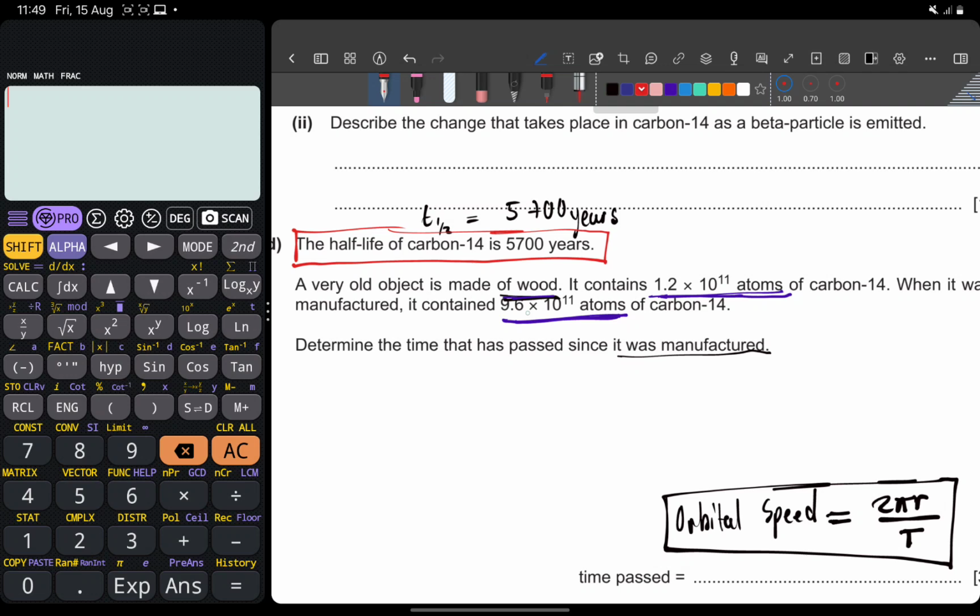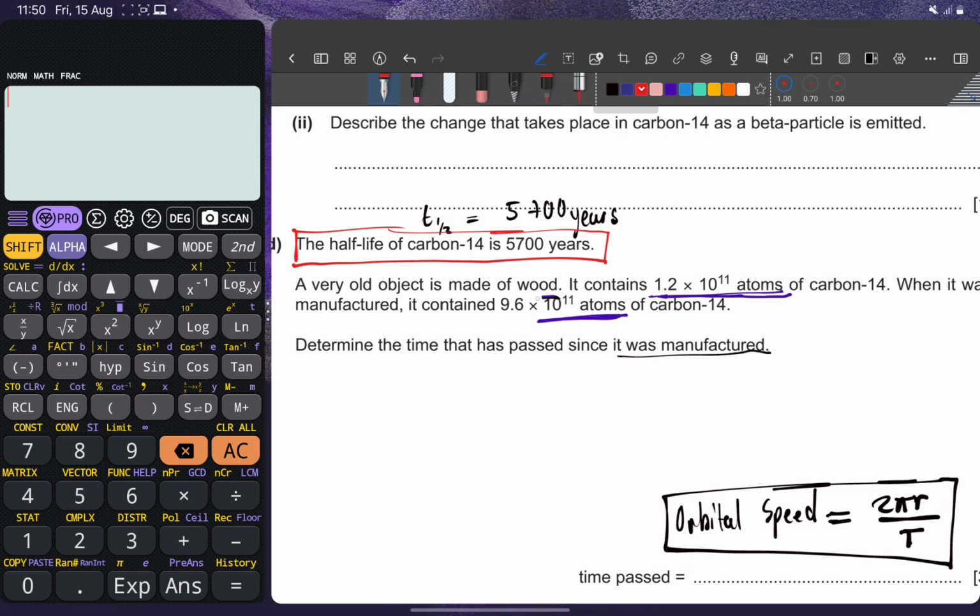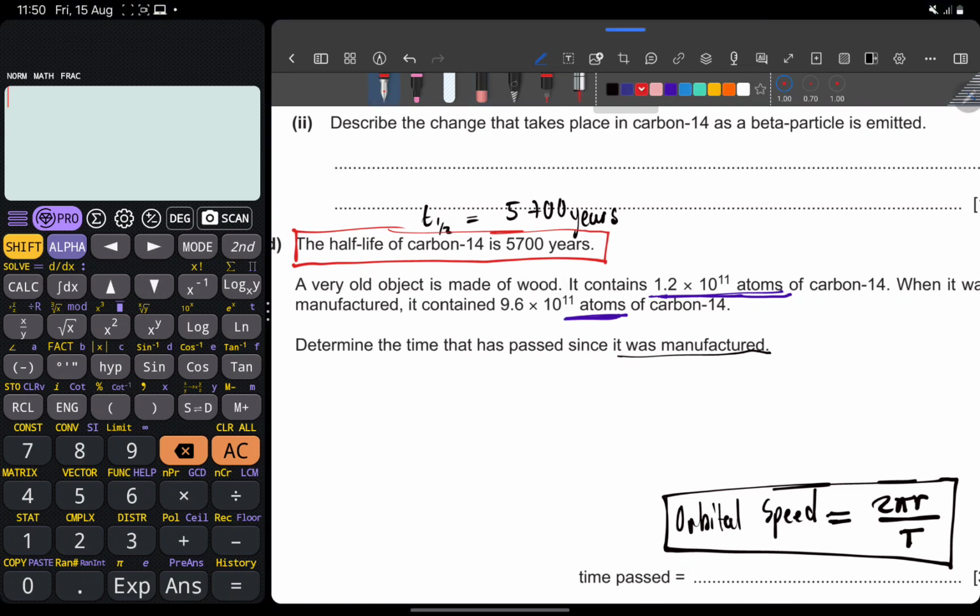So here we have been told that one half-life is 5,700 years. So fine. Now we need to find how many half-lives actually happen. Because remember, half-life is what it takes to go to half of what you were, for the activity to reduce by half, or we say the concentration, or the amount of substance, to reduce by half.